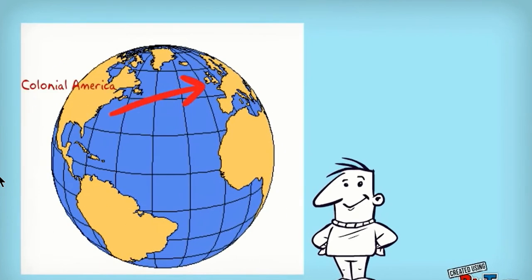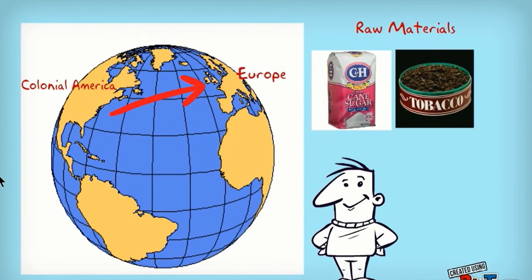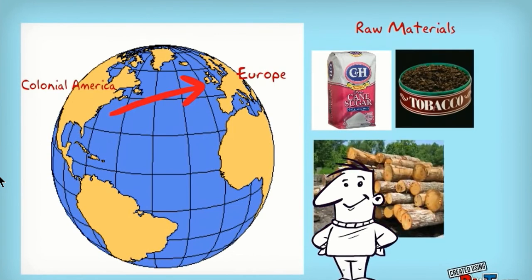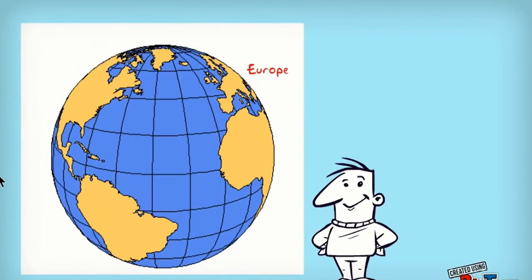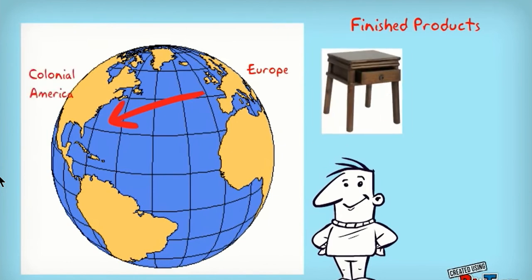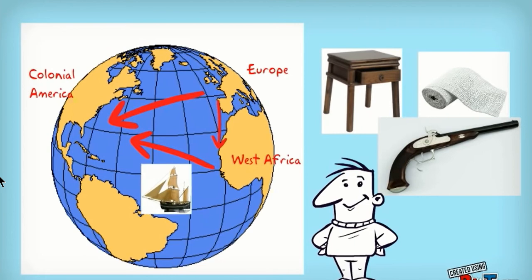They traded things to Europe called raw materials, which included sugar, tobacco, lumber, fish oil, and so on. Now, in return, Europe would send finished products back to America, which included furniture and cloth, guns, and so on. They would also trade these things with West Africans in exchange for slaves, whom they would ship to the Americas, thus a triangle.